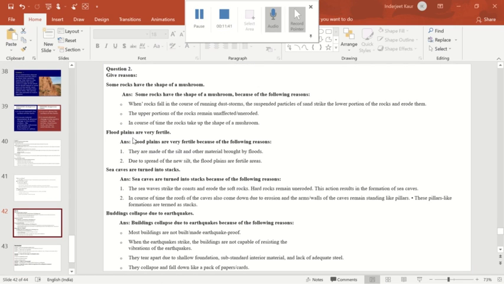Next, floodplains are very fertile. Now, we have to give the reasons why floodplains are very fertile. The first point is they are made up of silt and other material which are brought by the flood.